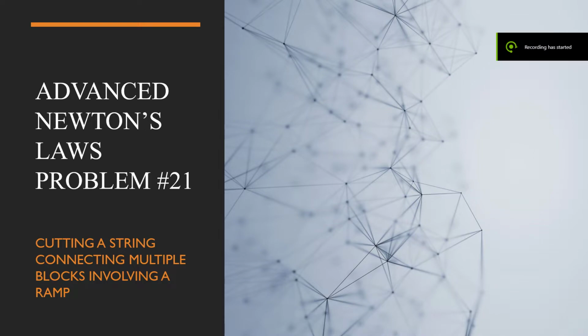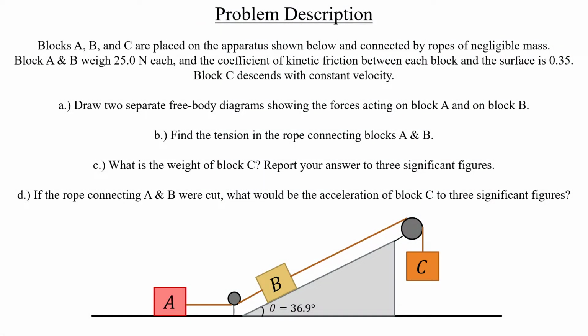We've worked on a problem with two blocks connected by a rope on a ramp before in problem number 18, I believe it was. So how about we bump up the challenge to 3 blocks this time? Plus, we'll see how the system changes when we snip one of those off. Here's what we're working with.